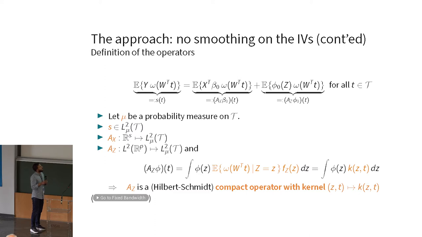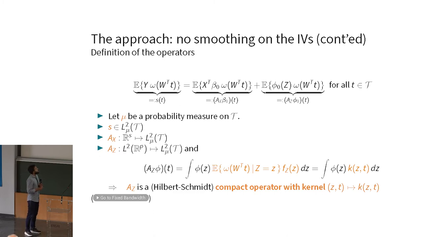On the other hand, to estimate AZ, we just have to estimate this kernel here in orange. And to estimate this kernel, we just have to select a bandwidth on the z, not a bandwidth on the instruments. So this is the step that allows us to avoid the smoothing over the instrumental variables. Of course, since AZ is a compact operator, because it's a kernel operator, we're going to have an ill-posedness of the inverse problem that we have to control. And we do it by a Landweber-Fridman regularization, but that's something that I will introduce later.